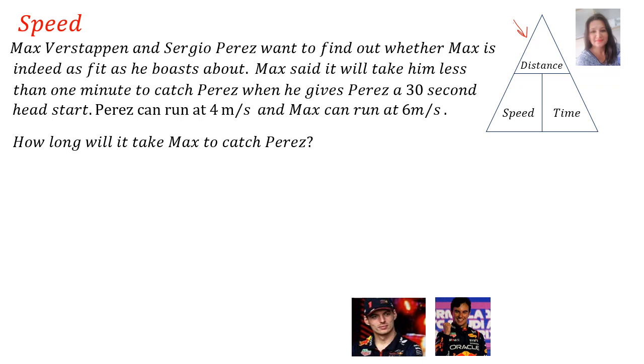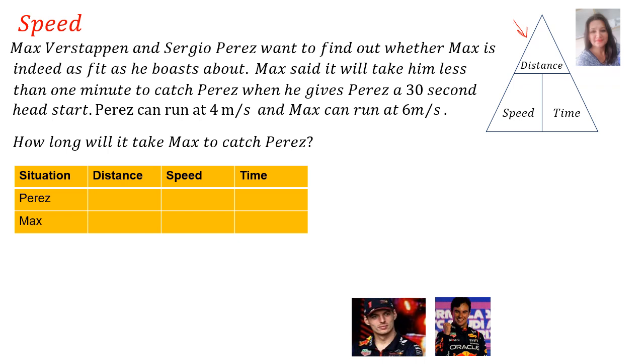Max Verstappen and Sergio Perez want to find out whether Max is indeed as fit as he boasts about. Max said it will take him less than 1 minute to catch Perez when he gives Perez a 30-second head start. Perez can run at 4 meters per second and Max can run at 6 meters per second. How long will it take Max to catch Perez?